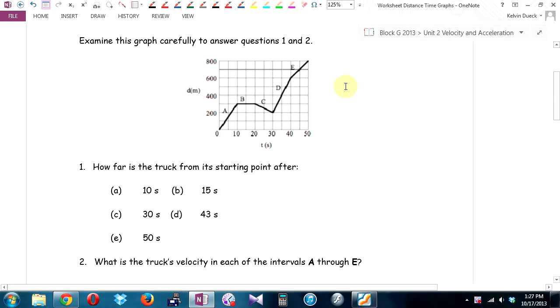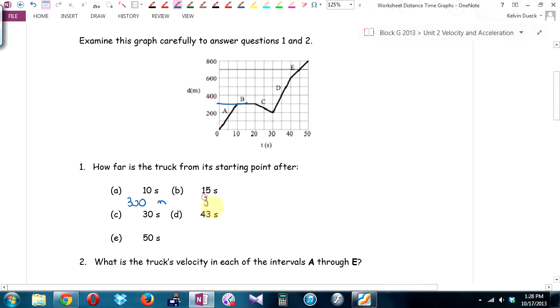What's on the y-axis? The distance is the height. On this particular graph, the distance is the height. So how far are we from the starting point after 10 seconds? That far, right there. How far is that? 300. Units? Meters.